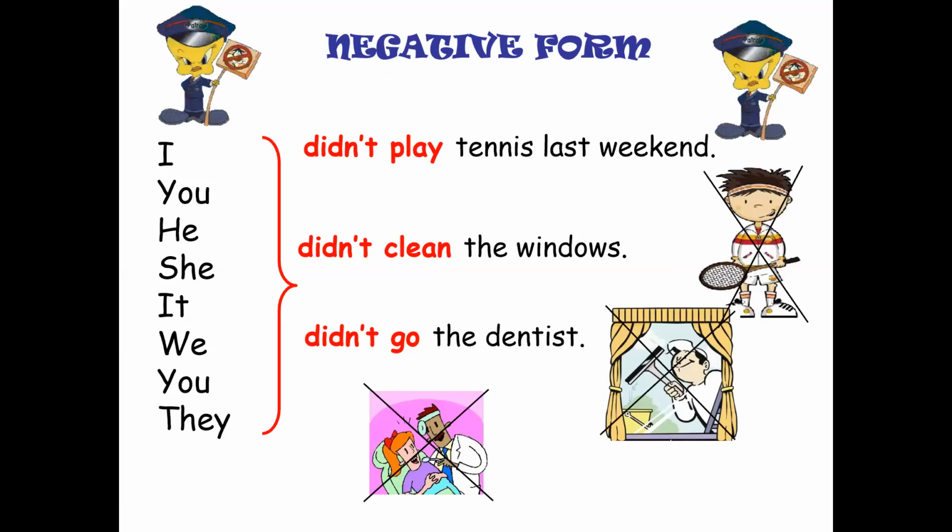The negative form is written in these examples. Let's read. I, you, he, she, it. We, you, they. No changing. It's always the same as you say. Didn't play tennis last week. Didn't clean the windows. Didn't go to dentist. You see, negative.